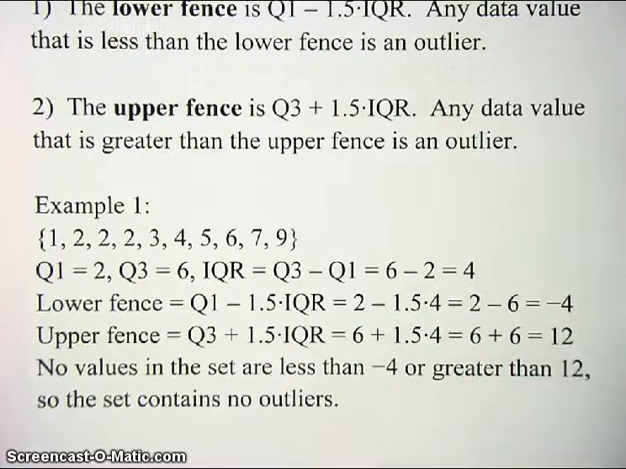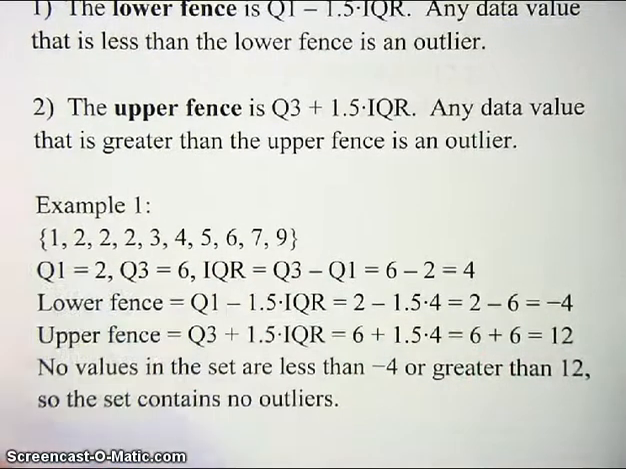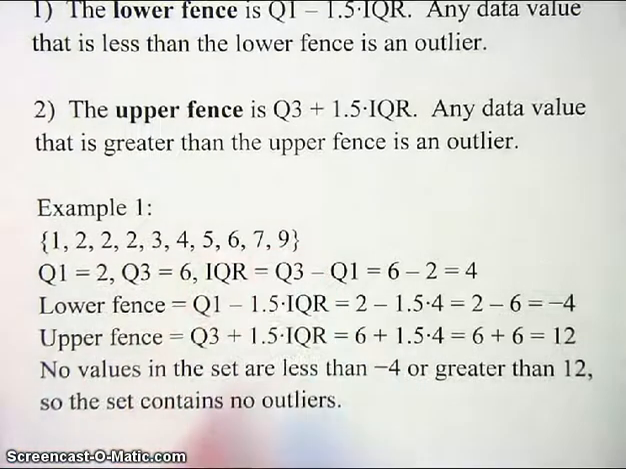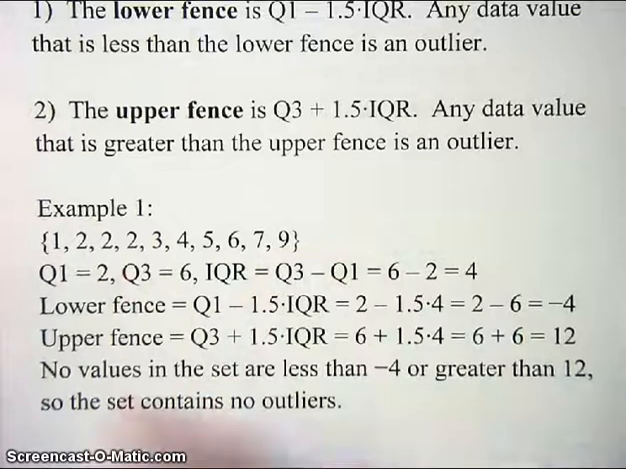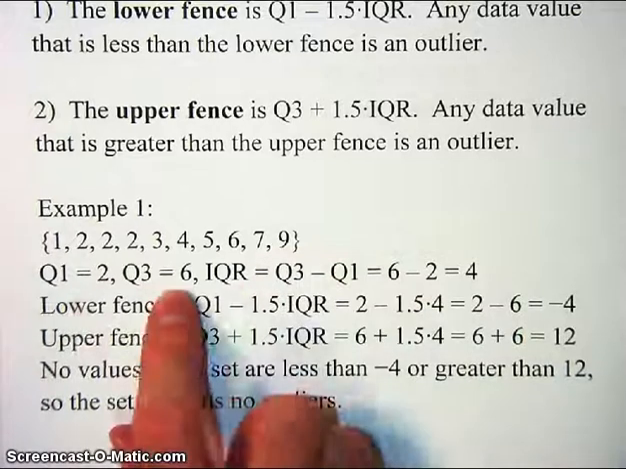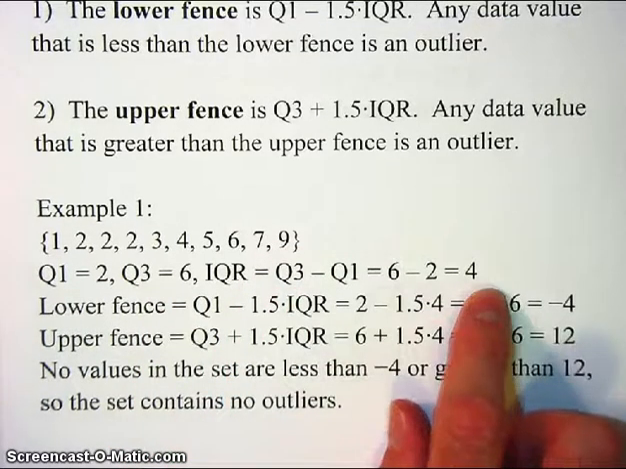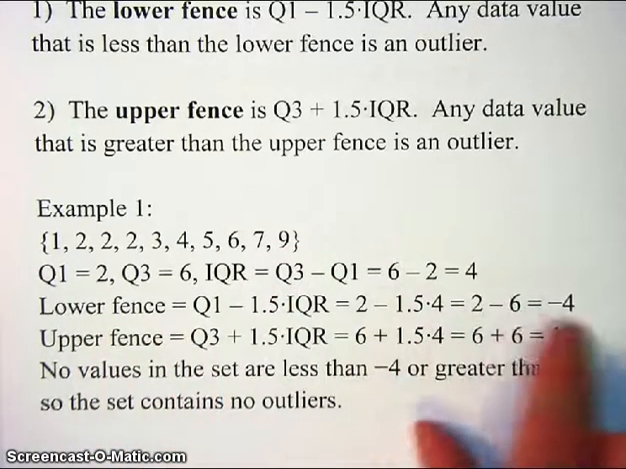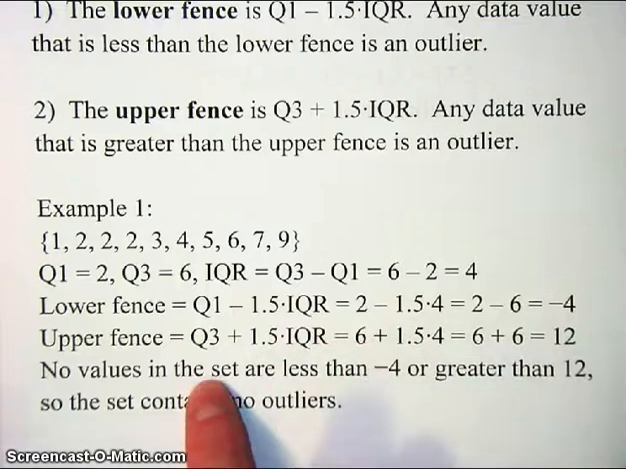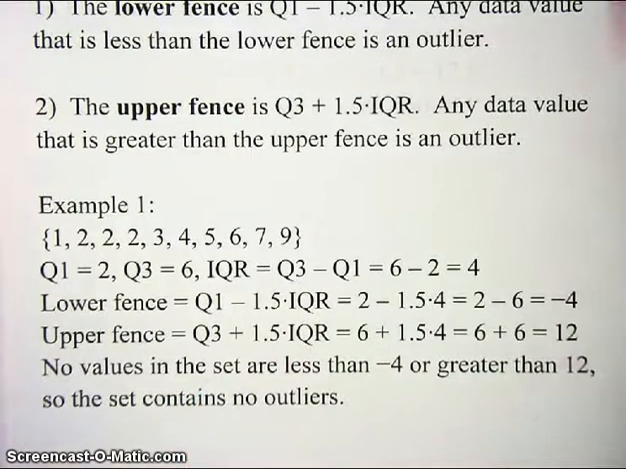Now, there are no data values in this set that are less than negative 4, and no values in this data set that are greater than 12. And therefore, the set contains no outliers. Now, if you have to demonstrate to your AP exam reader or to your teacher whether or not there are outliers in the data set, this is the general kind of presentation you want to do. State the quartiles, show how you calculated the IQR, find the fences, show all your work, and then compare the data values that you have to those fences and draw a conclusion.